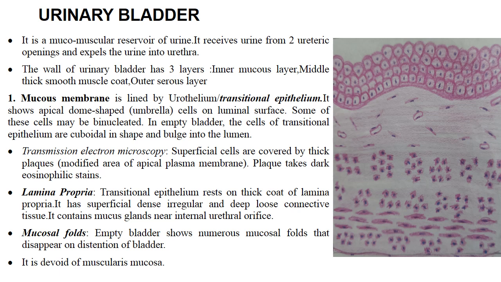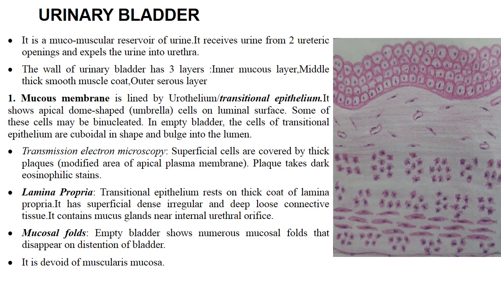Transitional epithelium is also known as urothelium. It shows apical dome-shaped umbrella cells on the luminal surface, and some of these cells may be binucleated. In an empty bladder, the cells of transitional epithelium are cuboidal in shape and they bulge into the lumen. When we see under electron microscopy, the superficial cells are covered by a thick plaque. There is a modified apical plasma membrane, and this plaque takes a dark eosinophilic stain, and it makes the urinary bladder resistant to the toxic effect of urine. It makes it impermeable to the urine.